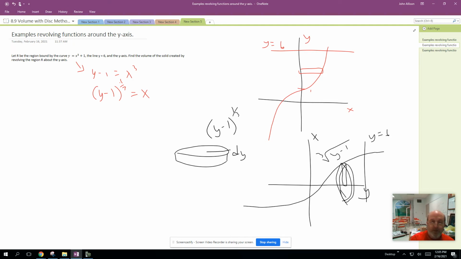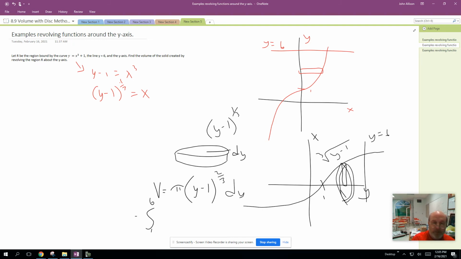And so if I want to find the volume of that one disk, I'm going to get that volume is equal to pi times the radius squared. (y minus 1)^(1/3) is (y minus 1)^(2/3) times dy. This intersects the y-axis at 1, so I'm going to integrate from 1 to 6.